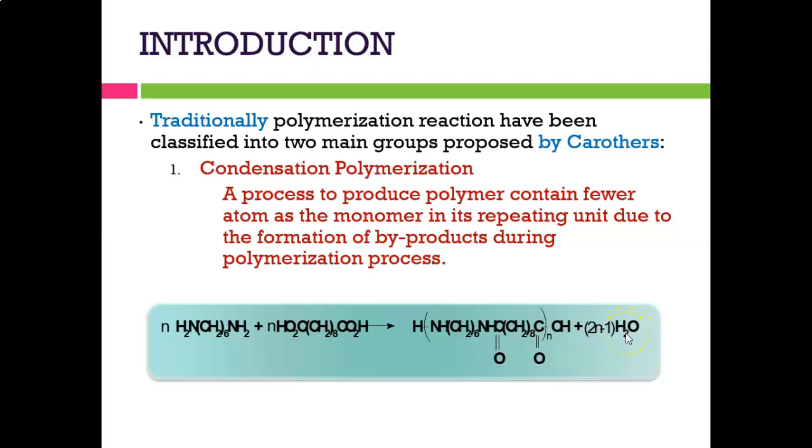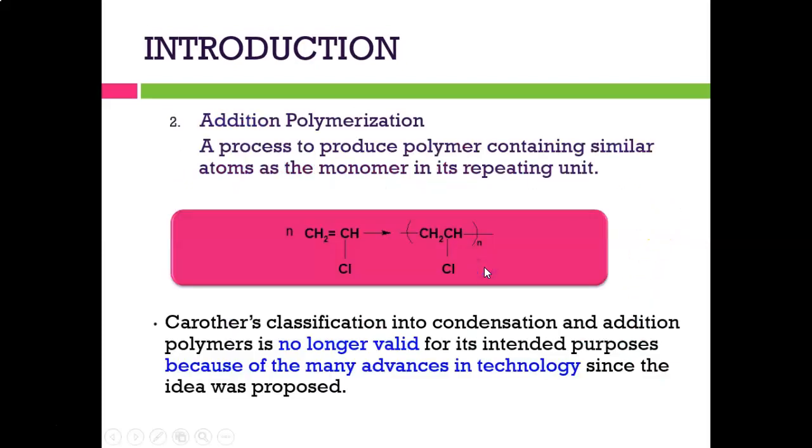We have HCl or other products. So it must have a byproduct. So it is a process to produce a polymer containing fewer atoms than the monomer in its repeating unit due to the formation of byproduct during the polymerization process. And secondly, we have addition polymerization, which is a process to produce a polymer containing the same atoms as the monomer in its repeating unit.